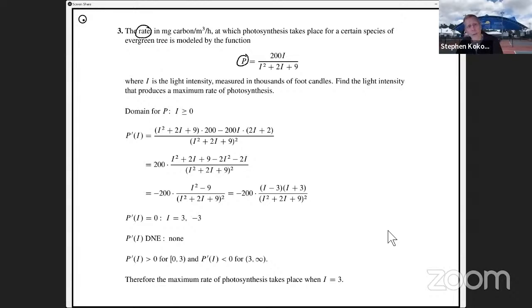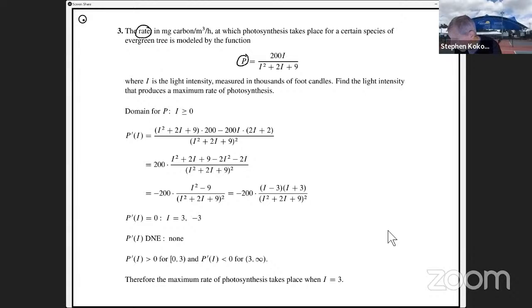What I might do first here in solving this problem is think a little bit about the domain for P. I think about it as I is greater than or equal to 0. The light intensity could be 0. It's not going to be negative. Theoretically, there is no upper bound, but there must be one practically, in thousands of foot candles. But we'll just say it's greater than or equal to 0. So how do we do this?